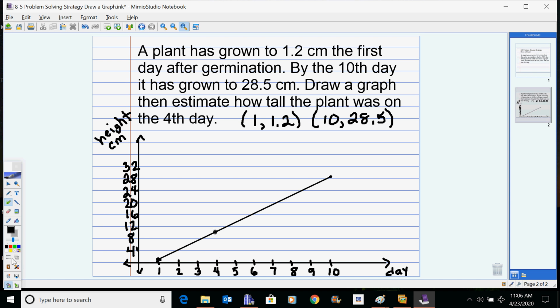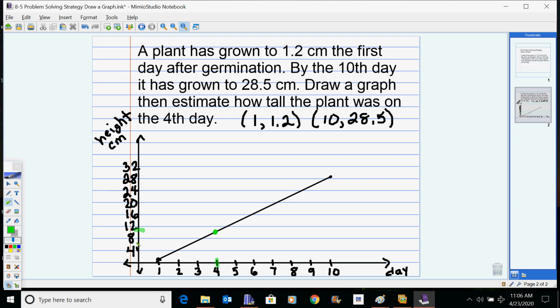So I'm just going to label this. I'm actually going to make it green so that we can think about this as being another point. So on the 4th day, it's about here. So in order to find out about how tall that is, I need to go across here at the same level. So I'm right about here. Okay, this is about where the 4th day comes out to be.